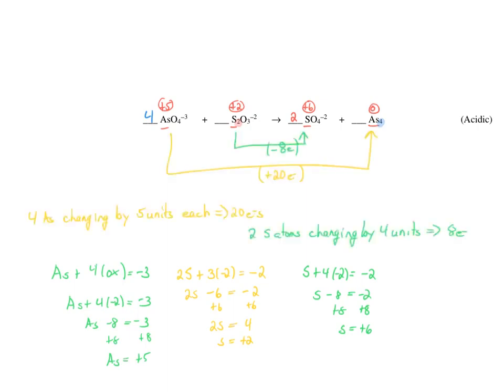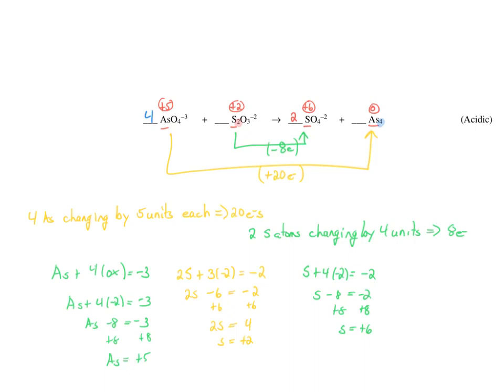So when we're looking at electrons lost and gained, we see there's 4 arsenic atoms, each changing by 5 units. Each one is going from +5 all the way down to 0. So that's 5 times 4, or 20 electrons as it's written. Sulfur, 2 of them, each are going from +2 up to +6. It's a change of 4 units. So 2, 4, 8 electrons. To balance electrons lost and gained, we consider the lowest common multiple of 20 and 8, and that's 40.